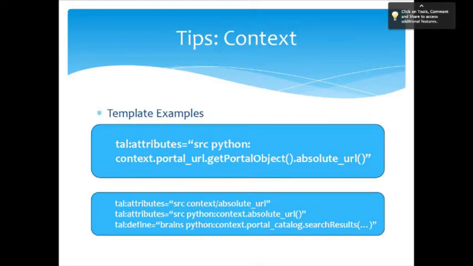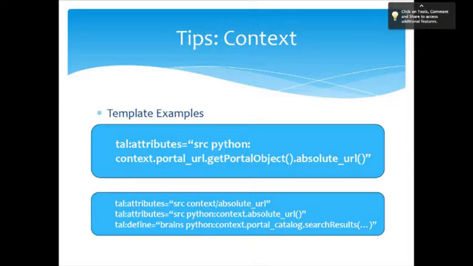So I'm going to show you some different ways of how you can use the context just within the template. Most of you will probably already know this, but this is, again, for new developers and integrators. This is just a way that you can use context to figure out what the root of the website is. So you can say the Python script context/portal URL.get portal object.absolute URL. This is not very helpful.